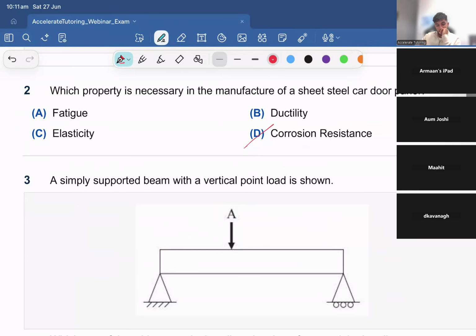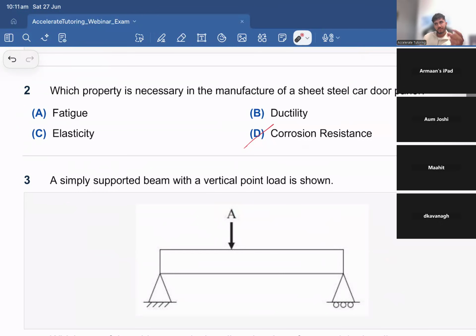A, fatigue. Why do you think it's fatigue? So it can endure loads over time without deforming. Yeah. So fatigue resistance would definitely be a property you would want the door panel to have. Obviously, if you're driving a car, you're going to be opening and closing the door constantly. It will also be under a lot of loads.